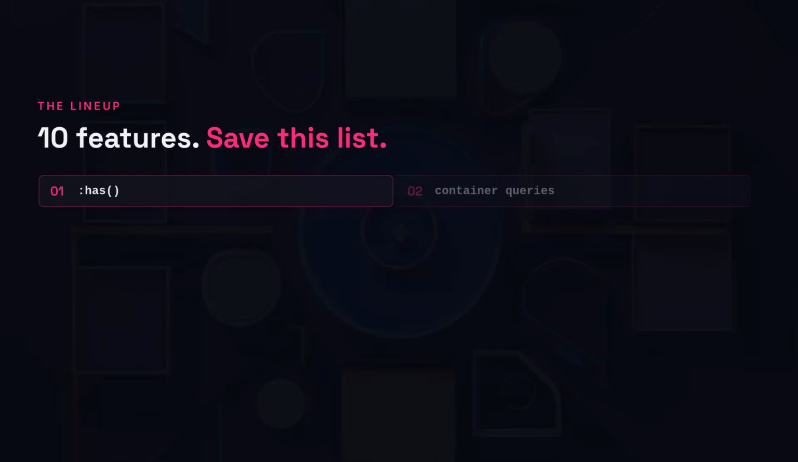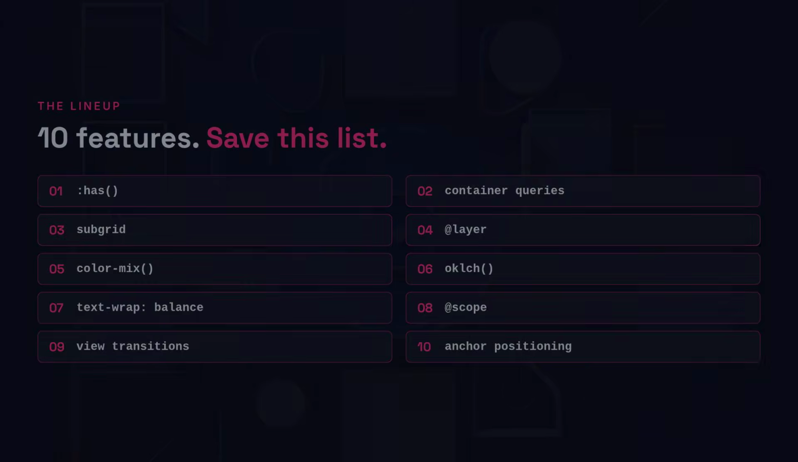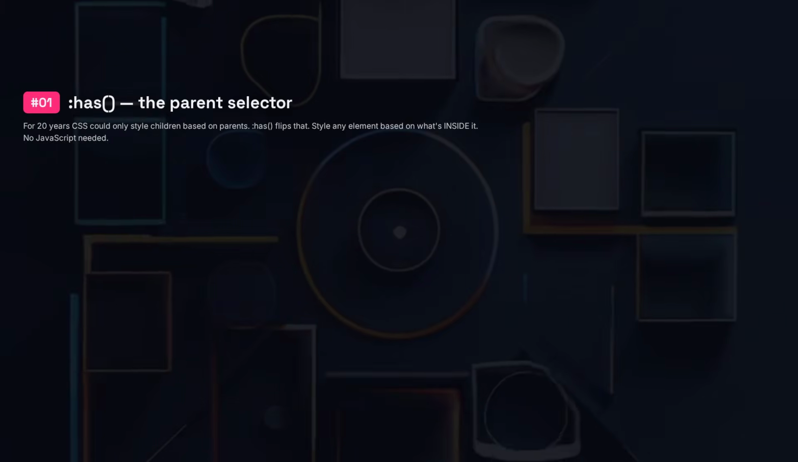These aren't tricks. These are real, shipped, browser-supported CSS features from the last 2 years that delete entire categories of code. JavaScript libraries, preprocessors, and ugly hacks all becoming obsolete. 10 features. Each one solves a problem you've been working around your whole career. Let's go. Number 1. The has selector.